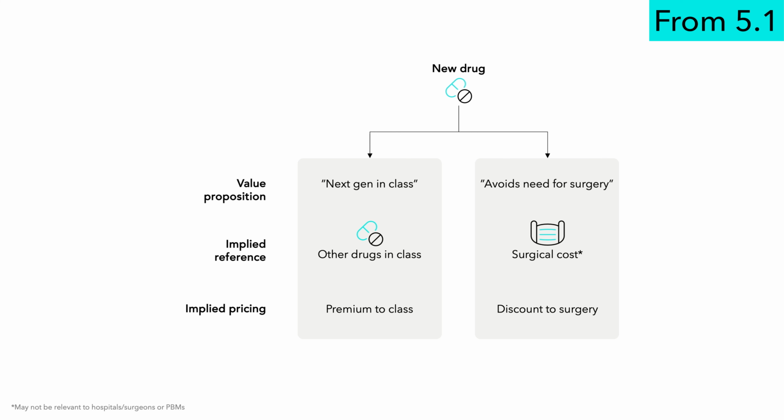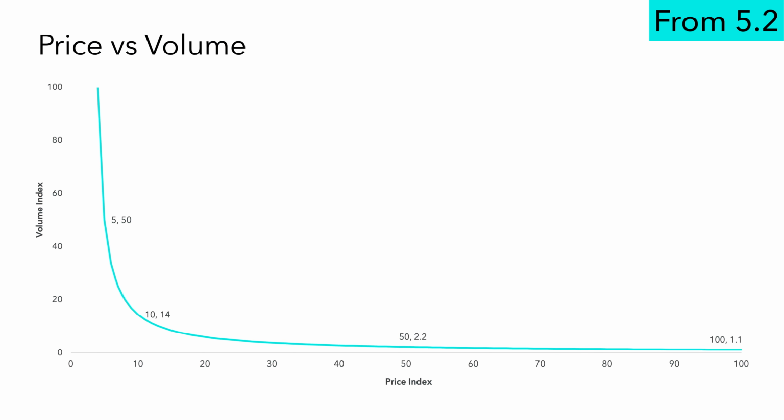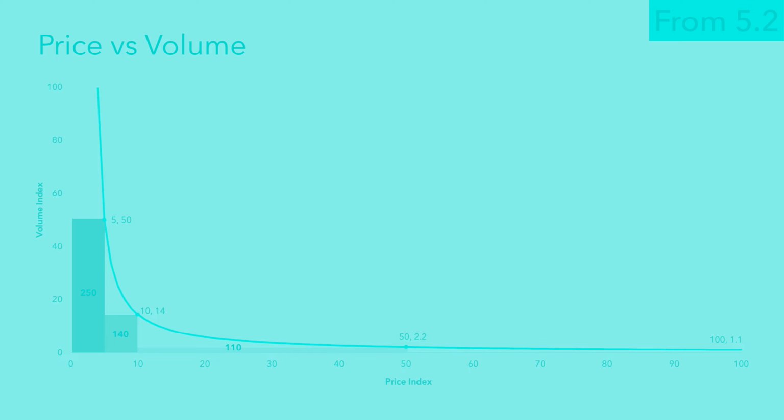But on the left side, if we said this drug is the next generation in the class, you can see that there's a relationship between volume and price. That relationship is that as we charge more money, less and less people want to use the product. Oftentimes, people get very fixated on the volume, the price-volume relationship, but what they forget about is the revenue-volume relationship.